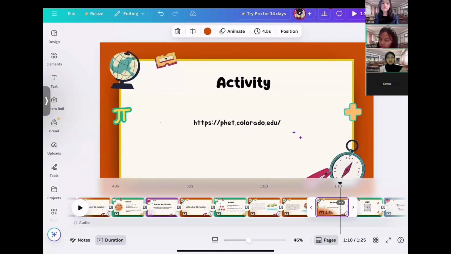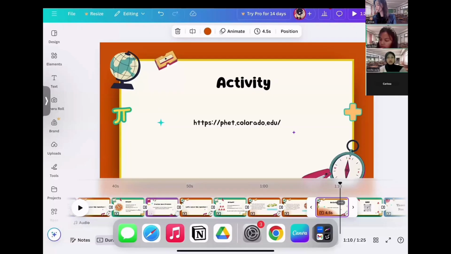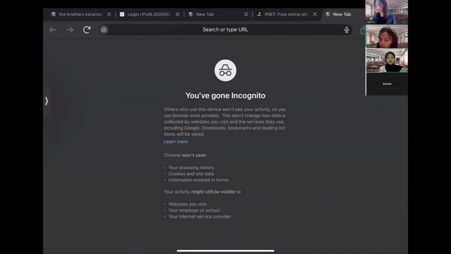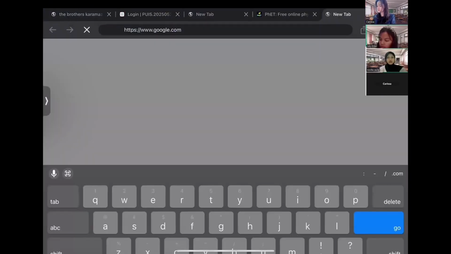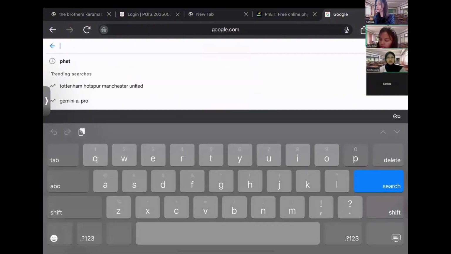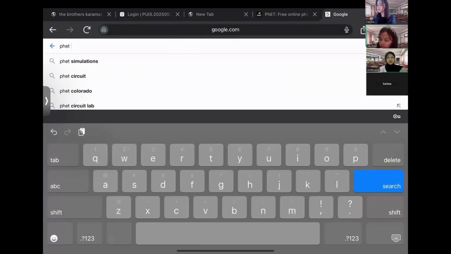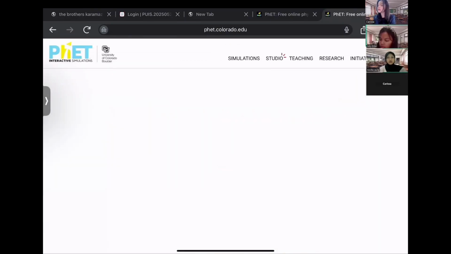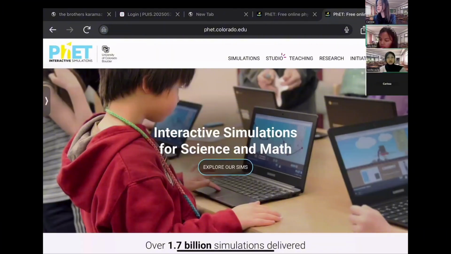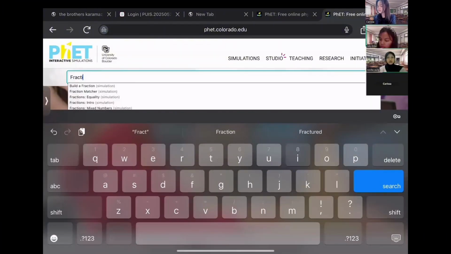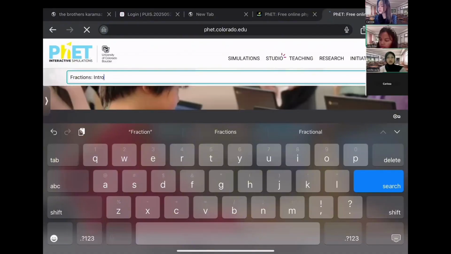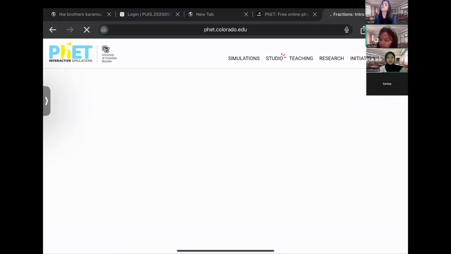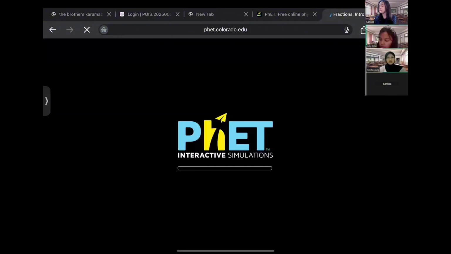All right, so how will we do this activity? Firstly, you want to open your web browser. And then you want to type in PhET simulations. And then you want to click on the first one at Colorado Edu. And then you want to click on the magnifying glass and then type in fraction. You can see right here we have multiple options. We want to click on fractions intro. And then click on the middle part.